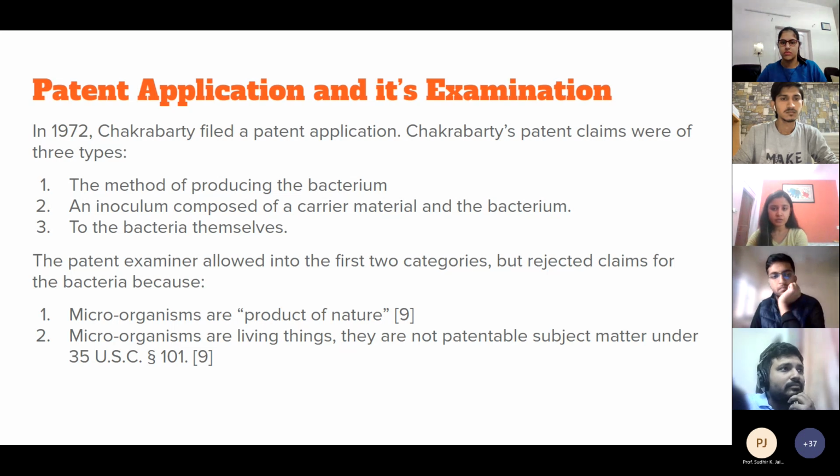Chakrabarti's 1972 patent application claimed the method of producing the bacterium, an inoculum composed of a carrier material and the bacterium, and the genetically engineered bacteria itself. Now Gaurav will continue.